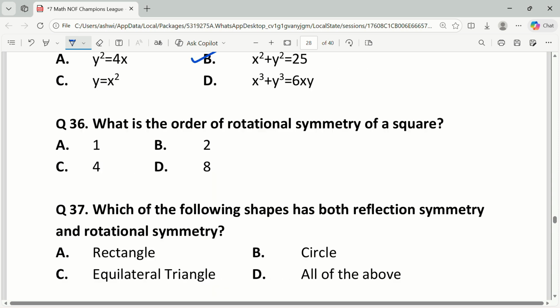Question 36. What is the order of rotational symmetry of a square? The answer is C, 4. The order of rotational symmetry is the number of times a shape fits into itself during a full rotation of 360 degrees. A square can be rotated by 90 degrees, 180 degrees, 270 degrees and 360 degrees and still look the same. Therefore, it has an order of rotational symmetry of 4.